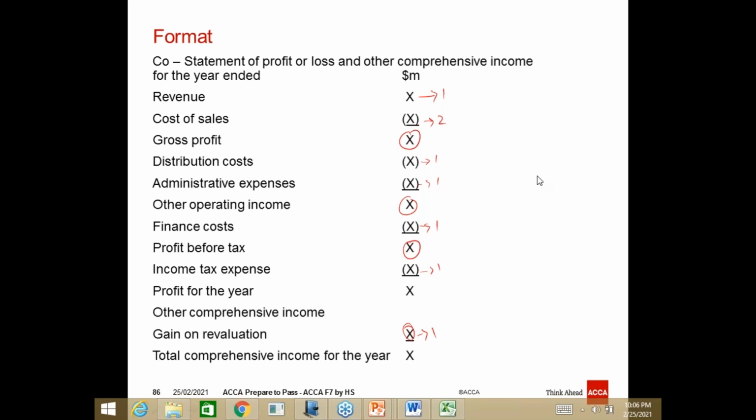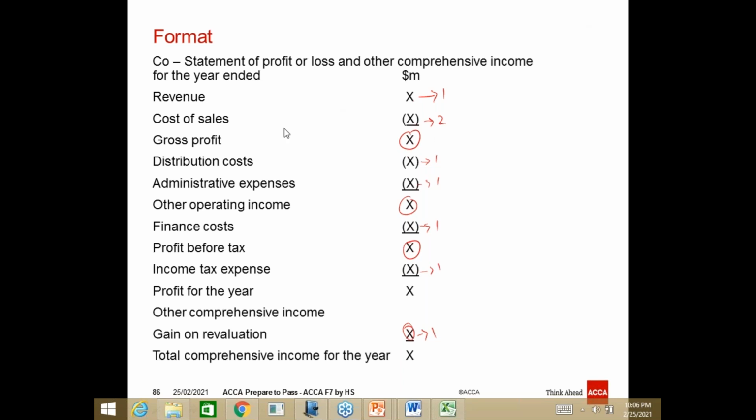Scratch pad, you can use the scratch pad, but I think there will be no need for the scratch pad. Usually in some exam centers, they provide a pen and a paper for the workings. So are you getting the key points for how to make the formats, how to present the income statement?